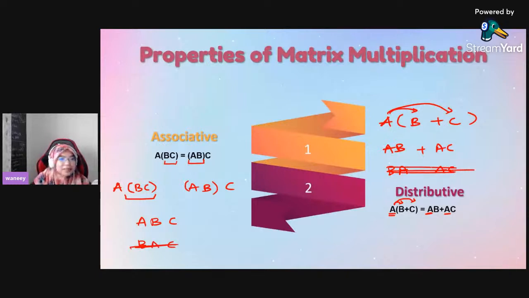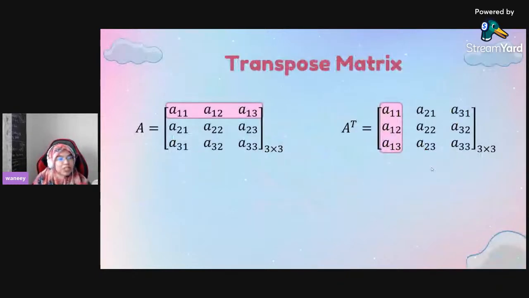Okay, next. Transpose matrix. Okay, so if let's say I give you A, where the entries are A11, A12, A13, A21, A22, A23, A31, A32, A33.